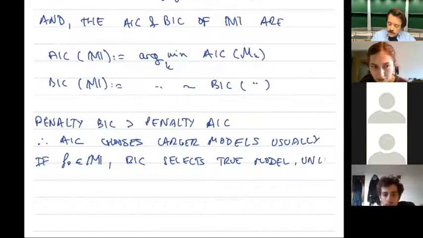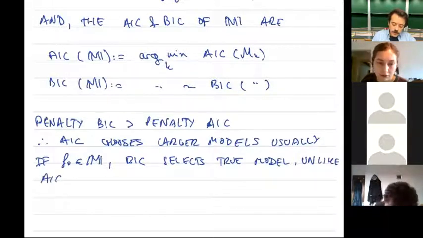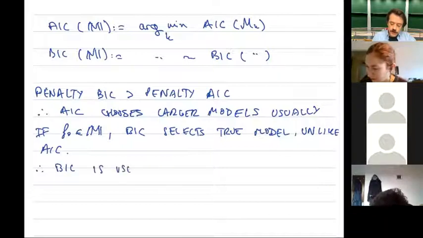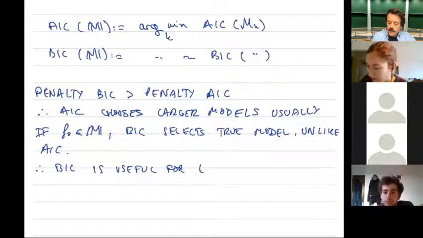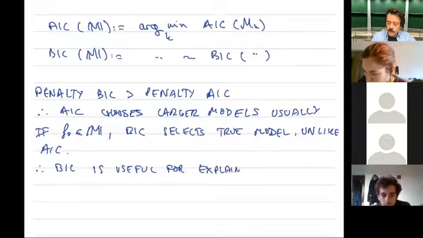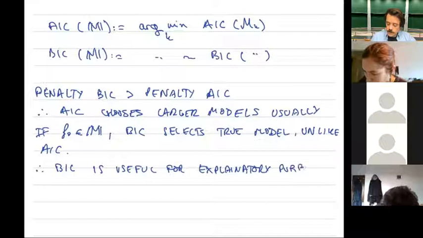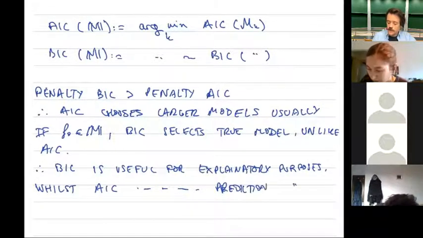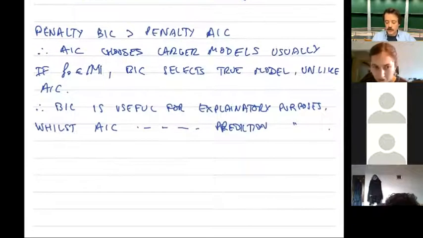Unlike AIC. AIC tends to be too conservative, and it takes too many parameters. So what one can conclude, as a rule of thumb, is that BIC is useful for explanatory purposes, while AIC is useful for prediction purposes. I haven't really argued why it is useful for prediction purposes.